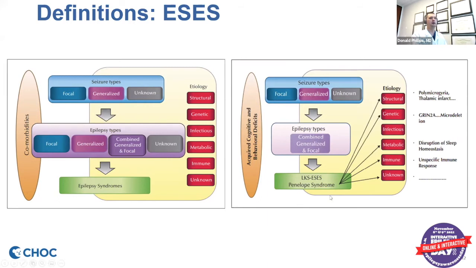And then we talk about that syndrome can be caused by several different things, some of which are listed over here, including polymicrogyria, thalamic infarcts, structural issues, GRIN2A microdeletions. GRIN mutations are something that have been more and more implicated with the ESCS pattern.